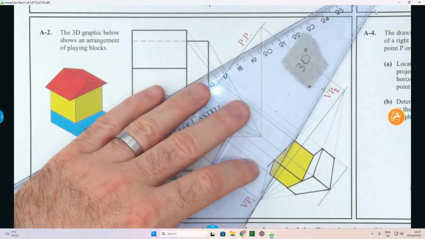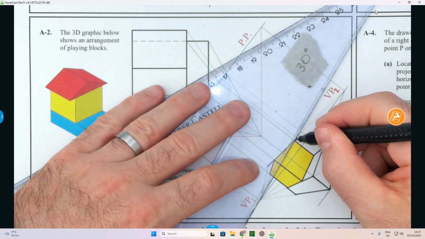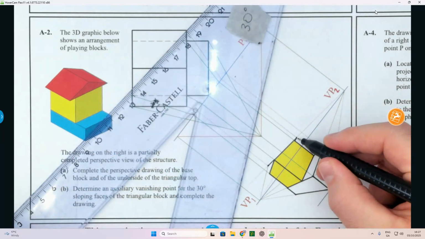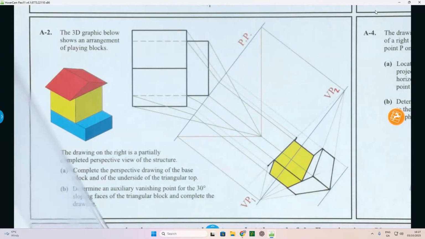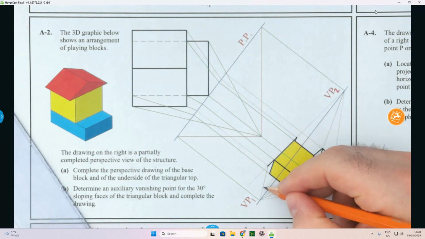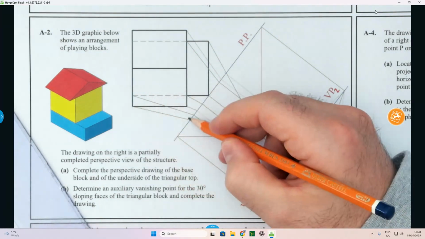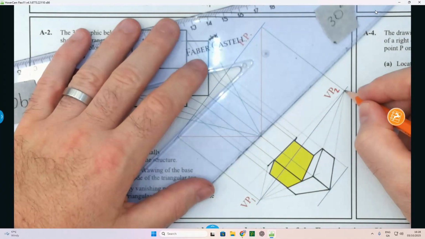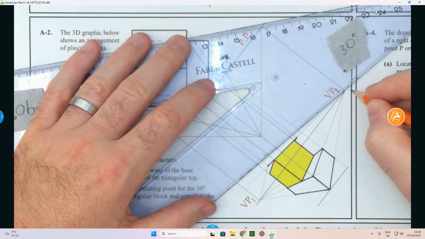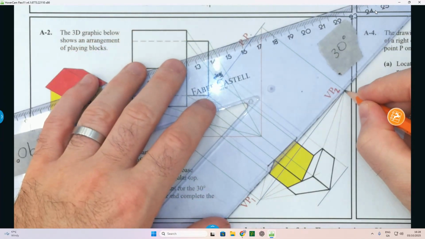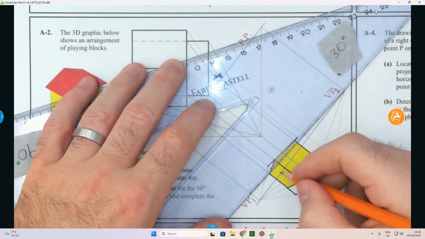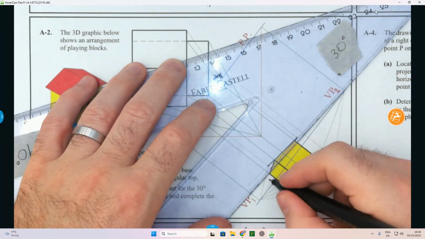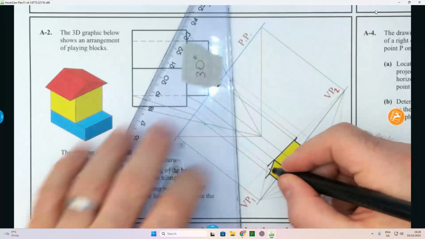But the thing with that guy is I can't really see it. So I'll just pop it in there. It's kind of hard to see it's going back in that direction. Now, how do I find where this guy ends at the back? I could either bring this guy down where it hits right there, or from VP2, could use this line to go across like that. And in my opinion, it's probably the easiest way to do it.